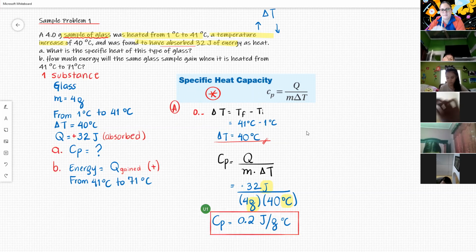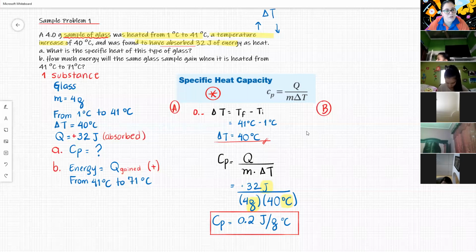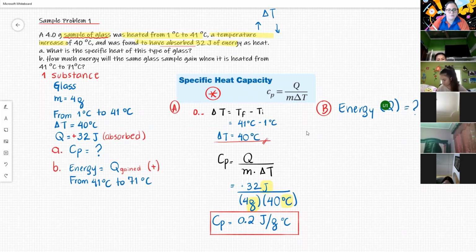Like that. That is part A of the problem. In part B, it asks how much energy the same glass sample will gain. So you need to isolate for energy, or in this case, Q. We're going to use the same equation and isolate Q.